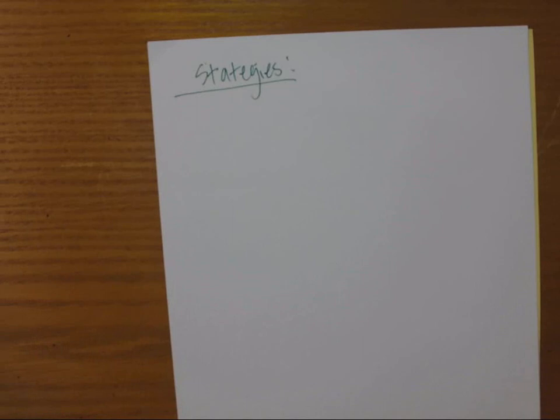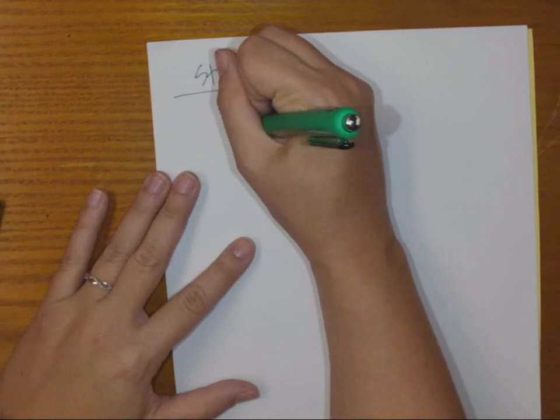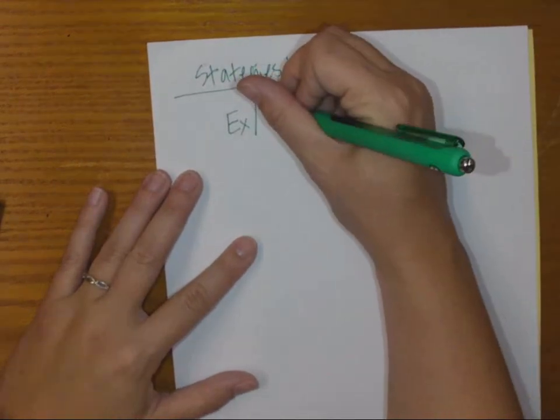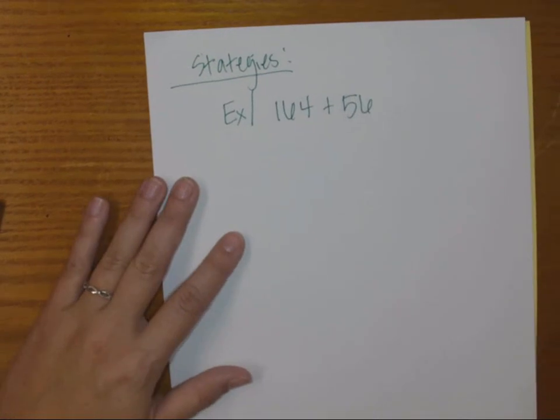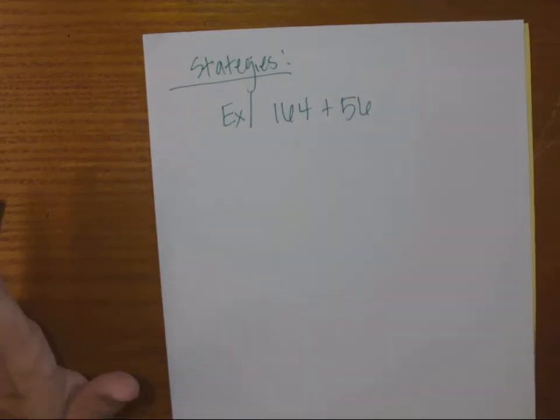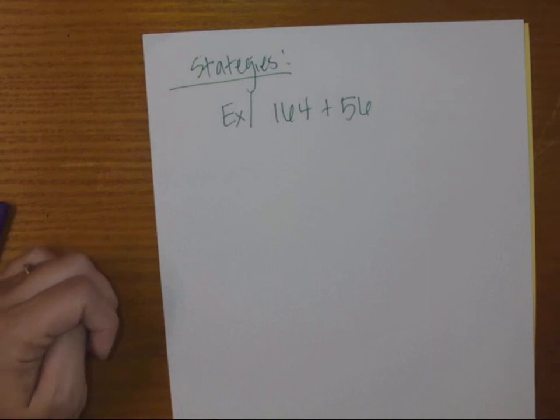standard way of addition. Before we get into that, I want you to take a second and let's kind of see how you think about addition or subtraction. So real quick, in your head, do the addition of 164 plus 56. No calculator, no pencil, no paper, just do it in your head. So pause the video and do that for a second and get your answer.